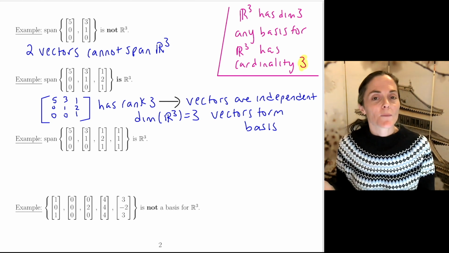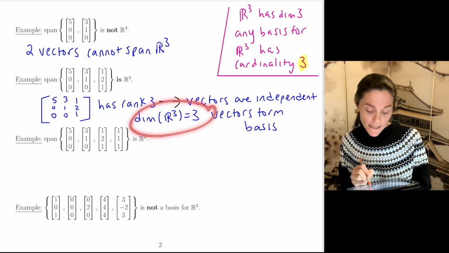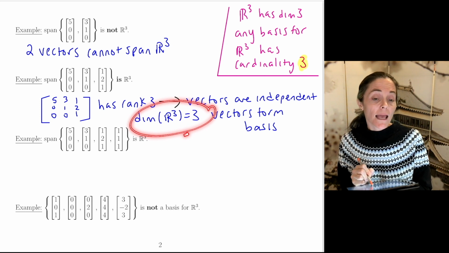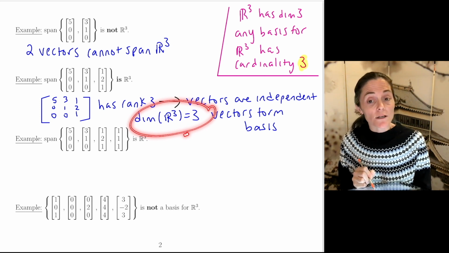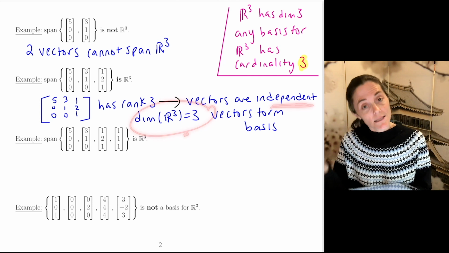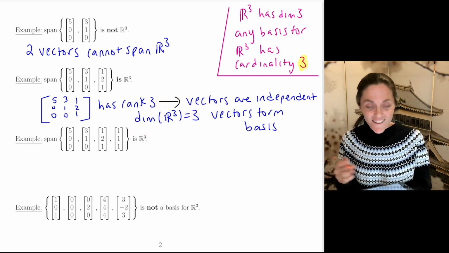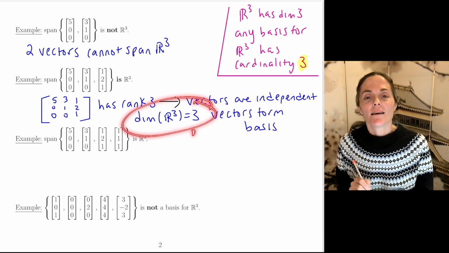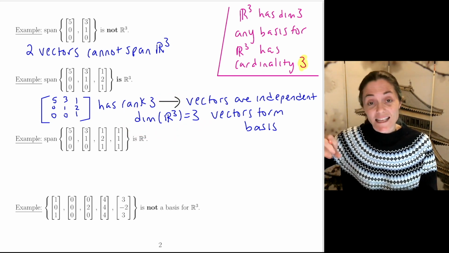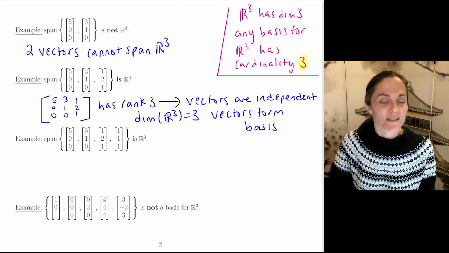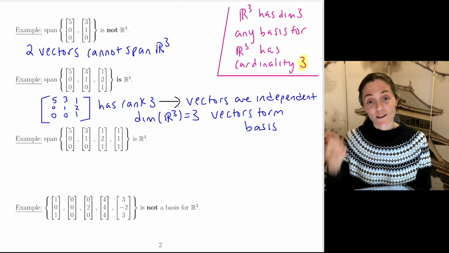But I knew they formed a basis. Once you know the dimension of your subspace, any collection of that many vectors that is independent necessarily is a basis and necessarily spans. Also, once you know the dimension, any collection of that many vectors that spans necessarily is a basis and necessarily is linearly independent.